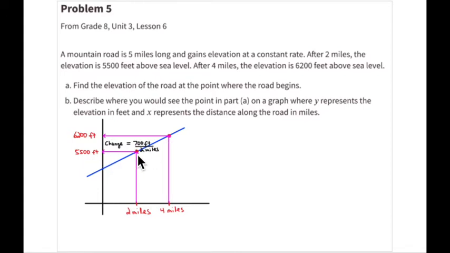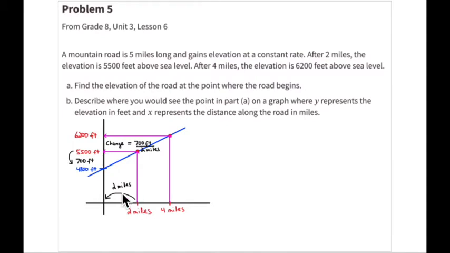Well, if it goes up 700 feet in 2 miles, you have to just go backwards 700 feet, or you have to go down 700 feet to get to where it begins. So that's going to be 5,500 minus this 700 feet to go back to here at the starting point.